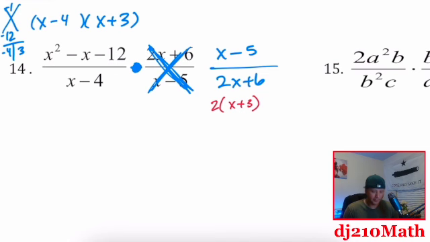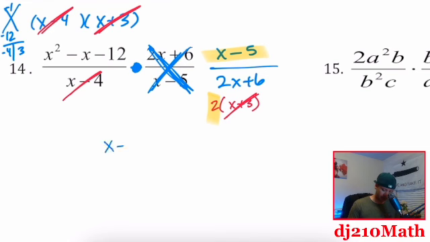Okay, put it all together. Can we cross something out diagonally or up and down? And we can, right? X plus 3, x plus 3. Also, x minus 4, x minus 4. So the only thing that's left is x minus 5 over 2. That's really all that's left, because once everything cancels out, it's just a 1 that's left behind. So our final answer, x minus 5 over 2.